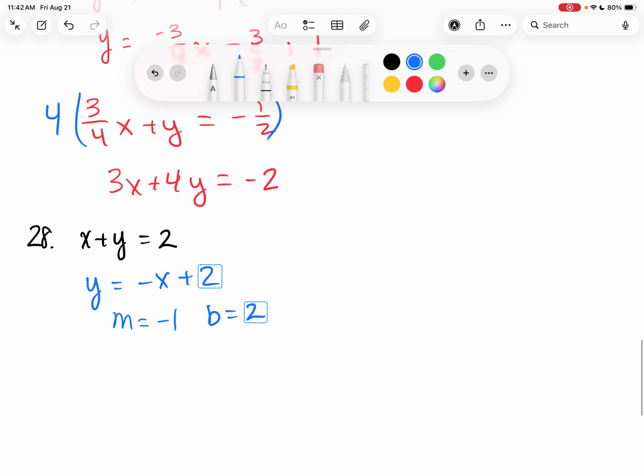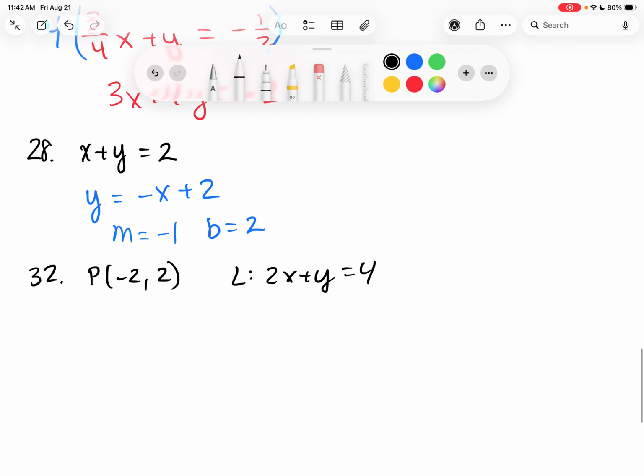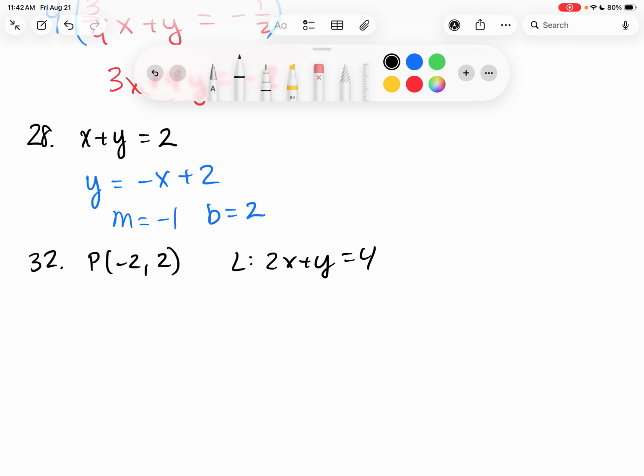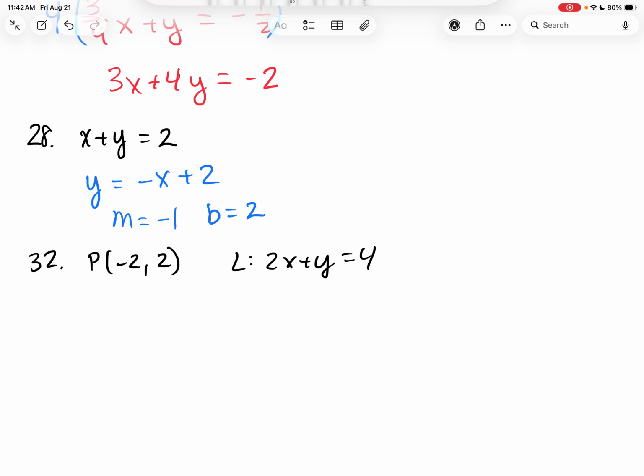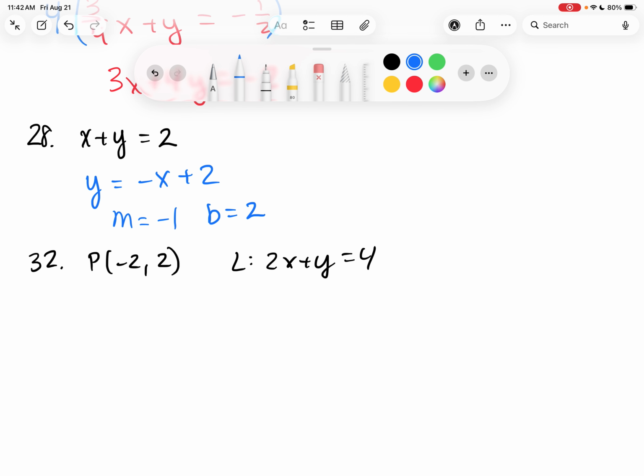Write an equation for the line through P that is parallel to L and perpendicular to L. So we're writing two separate equations. For 32, they've given us the point -2, 2, and then they've given us the line 2x plus y equals 4. So I need to figure out what the slope of this line is, and then I'll use that to find everything else. Yep, so we have y equals -2x plus 4.